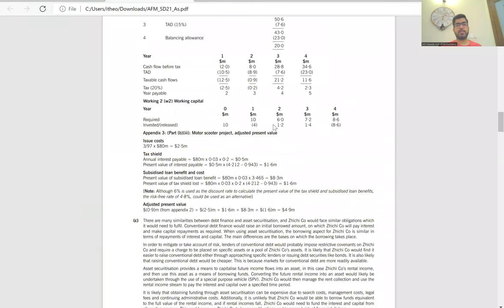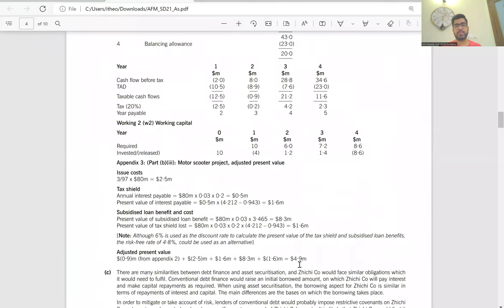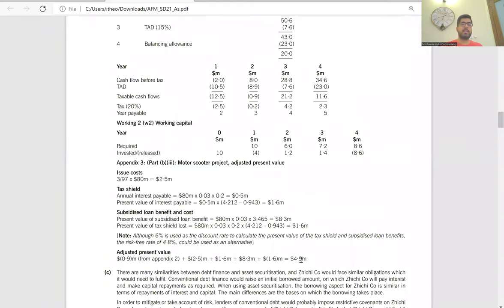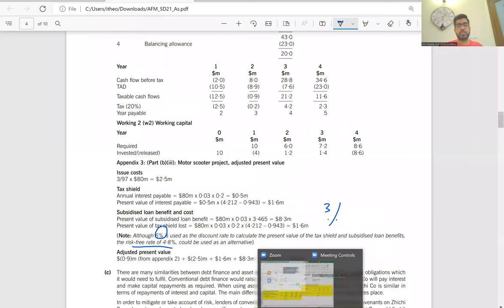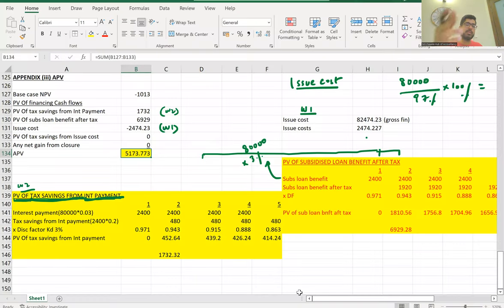Okay, you see in the examiner answer, we are getting this answer as 4900, and we are getting 5100. When you use the examiner answer, he clearly mentioned that the discount rate he has used is 6%. Okay, and I use 3%, no problem. Kd is 3%, you can use 6%, the normal cost of borrowing. It also mentioned a risk-free rate of 4.8% can also be used. Whatever you are using, just mention it. You will get almost close APV. So 5173 is the APV. Okay. So any questions on this, you can ask. Else copy, so that our calculation stuff is over.